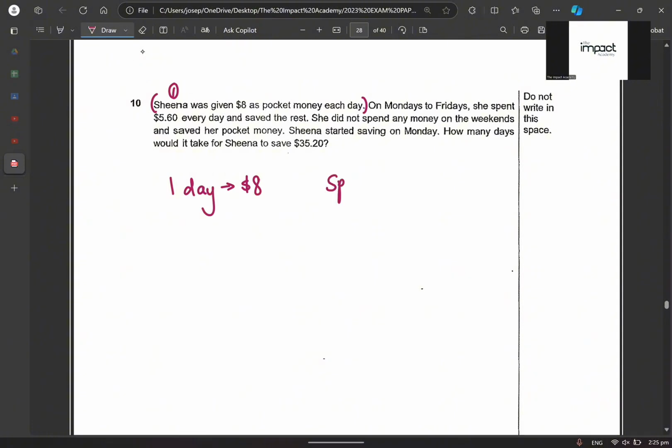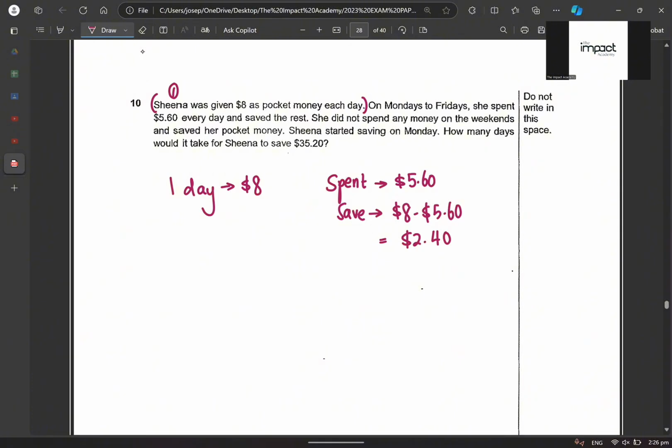So we know that she spent how much? She spent $5.60. And how much will she save? She will save a total of $8 minus $5.60. So 8 minus 5.60, we get an answer of $2.40. Okay, so that is a very, very important sentence first. That is a very important sentence.